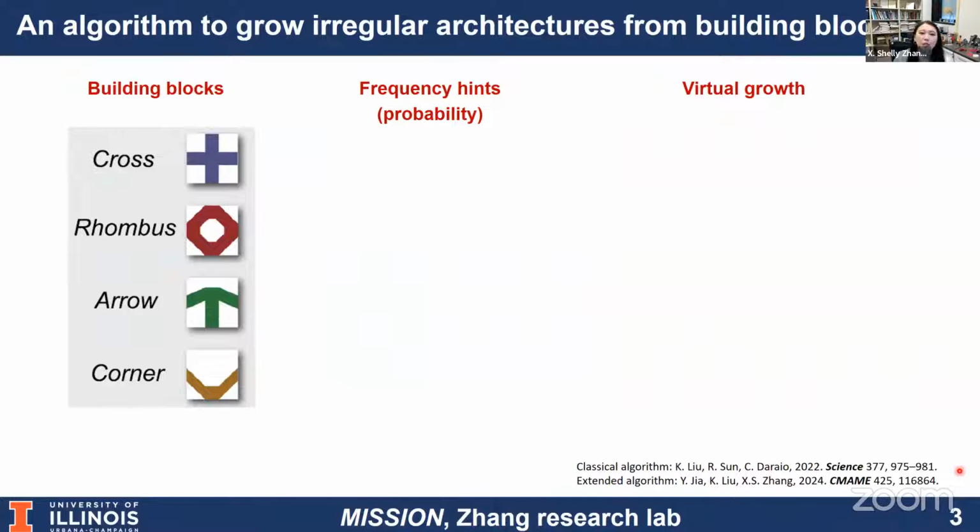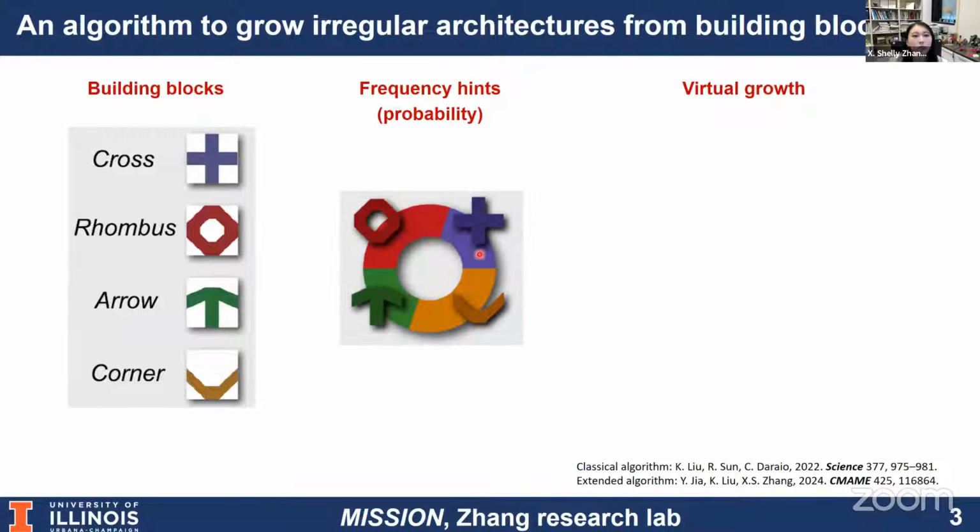And before we introduce the framework that I'm going to talk about today, let me formally define what is the virtual growth. Let's suppose we have a few building blocks: cross, rhombus, arrow, and corner. Let's say we want to build or grow an architecture using these four building blocks, just like playing Legos. And for each of these building blocks, there is an associated probability of it showing up in the structure. Here we call this a frequency hint. Let's say 30% of this block, 20% of this, 30% of that, and then 20% of the grid.